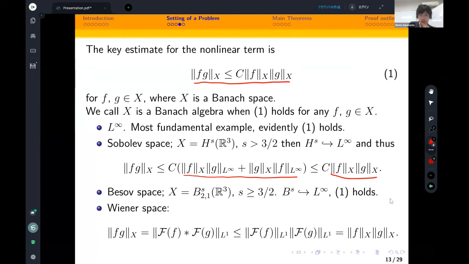And the Wiener space also satisfies this, because the definition of the norm of the product fg is that we take the Fourier transform of fg and take L1 on the Fourier side. But of course, the product can be converted to a convolution. And by definition, or by using the Fubini theorem, this is bounded by the product of the two norms. And by definition again, this can be written like this. So the Wiener space satisfies condition 1 with C exactly 1, like L infinity.